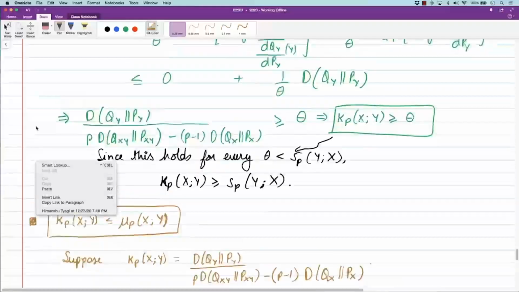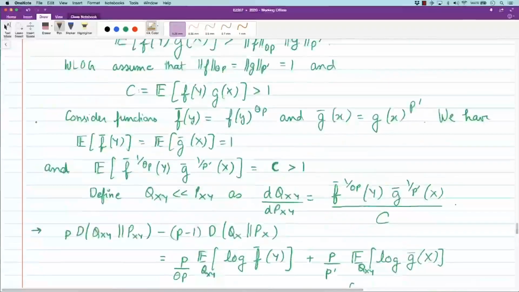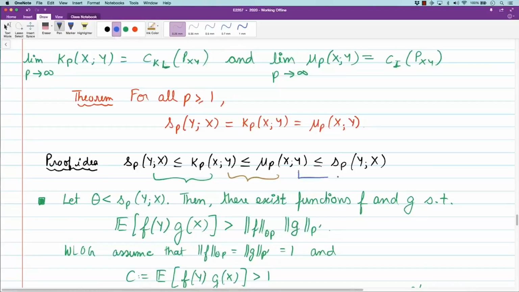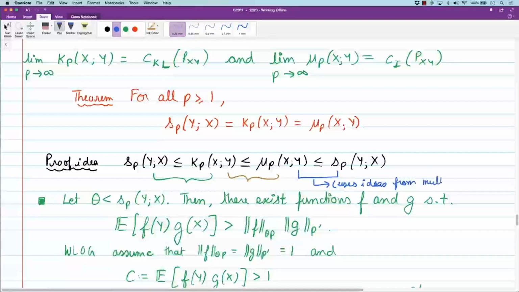This is the second part, and both these parts were sort of self-contained analytics, so I could present them. However, this last part requires a lot of ideas from information theory. In fact, that's why I'm calling this a sketch. So this last part uses ideas from multi-terminal information theory actually.